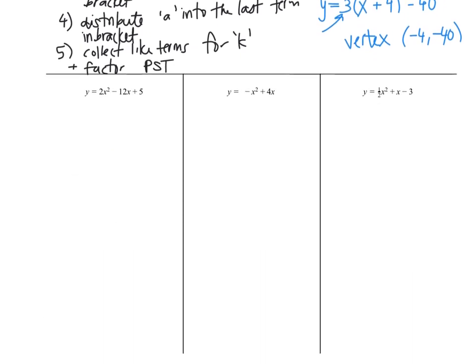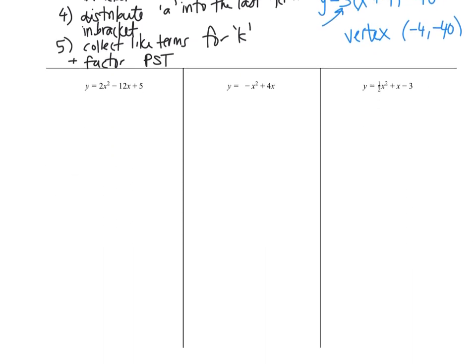So let's try our second example. Y equals 2x squared minus 12x plus 5. Step 1, a. Factor it out because we want it outside our bracket. So I'm left with x squared minus 6x in the bracket, and the plus 5 just chills, it does not change. And remember, we're not factoring out the x because we want to keep it quadratic in the bracket.